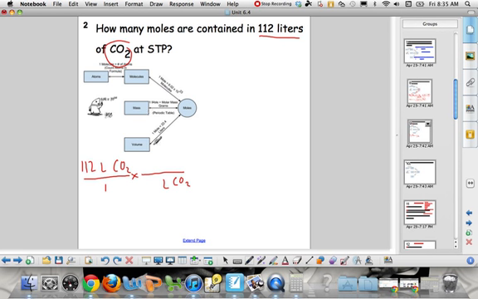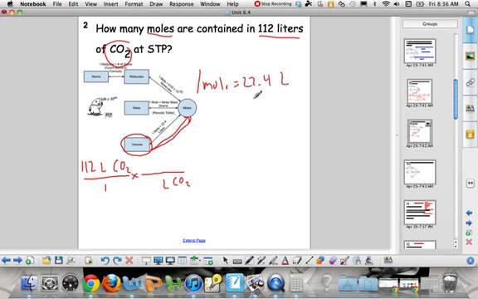Now when I look at this problem, I'm actually starting in liters. So where does that put me on this flow chart? Well, liters is a measure of volume, so I'm actually starting down here, and I'm going back into moles, because they're asking me to figure out how many moles I have. So this time I'm going in this direction here. So how does that change my problem? Well, if we remember our conversion factor, it says that 1 mole is equal to 22.4 liters.